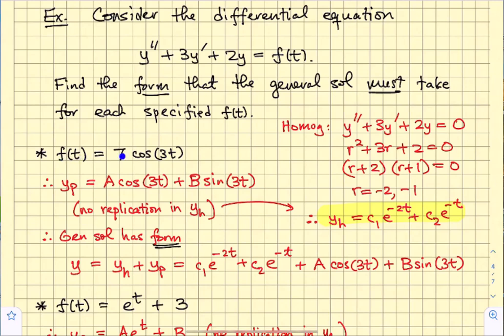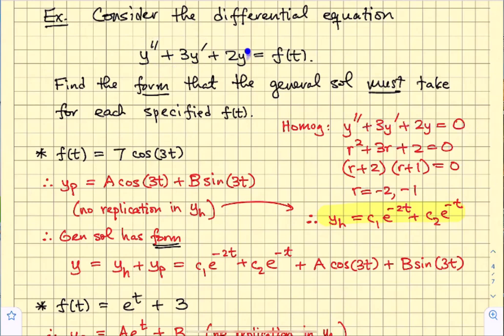So if our f of t were 7 cosine 3t, based on what we learned last time, our yp should be a full-blown sinusoid, a general sinusoid. It should look like a cosine 3t plus b sine 3t. Now we would need to check for replication in the homogeneous solution. So why don't we take the associated homogeneous equation and write it down? Let's go ahead and find this.